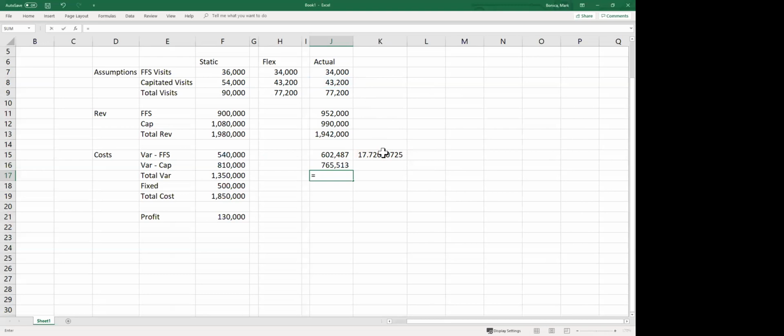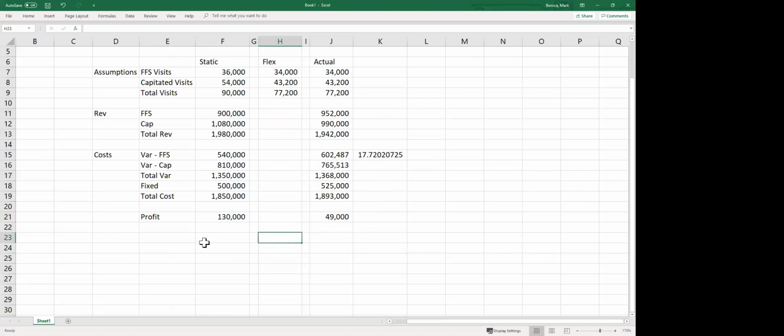513, and so we sum that up and we get 13.68. And then it turns out that our fixed costs were actually 525. So when we sum up our costs, we get 1893. And so our profit is our total revenue minus our total costs. So we actually wound up earning 49,000. Okay. Whew, now all that done, now let's go ahead and do our flex.